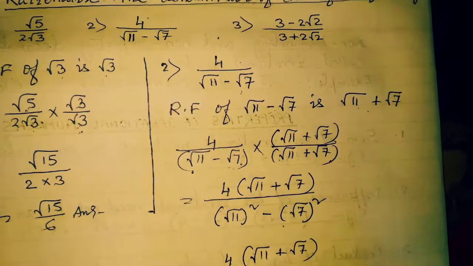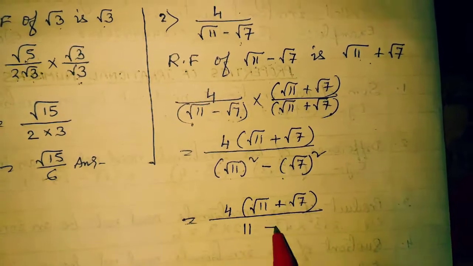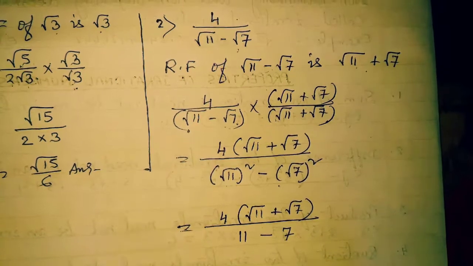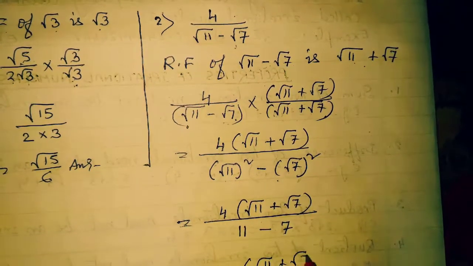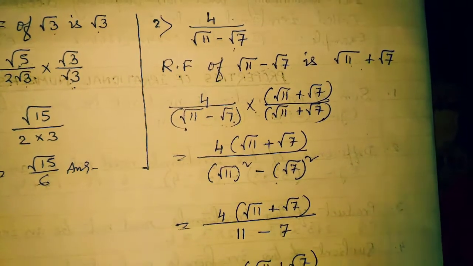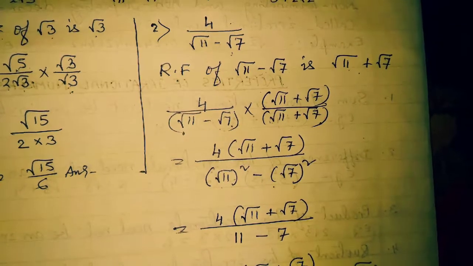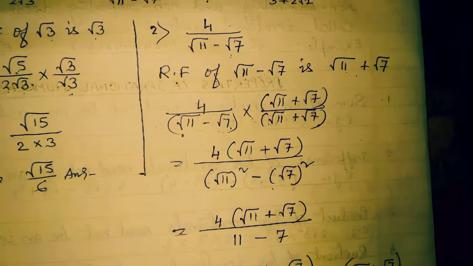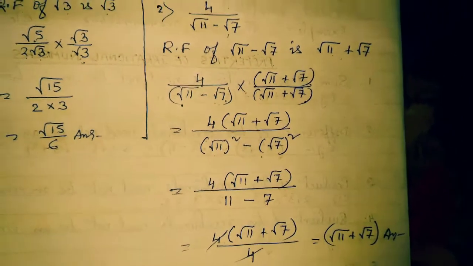So we'll get 4 into (under root 11 plus under root 7), whole divided by root 11 whole square, which is 11, and root 7 whole square, which is 7. So finally we'll get 4 (under root 11 plus root 7) over 11 minus 7, which is 4. This 4 and 4 will be cancelled. We'll get under root 11 plus root 7. So this will be the answer here. This way we rationalize.